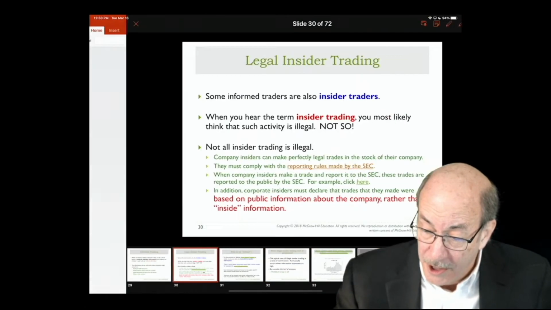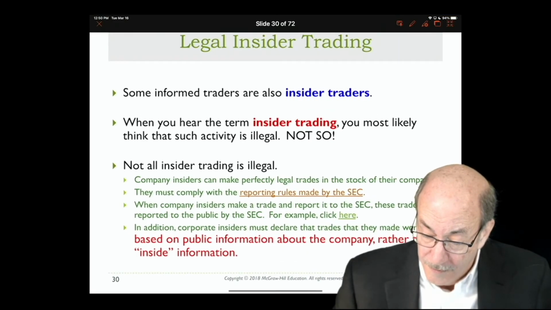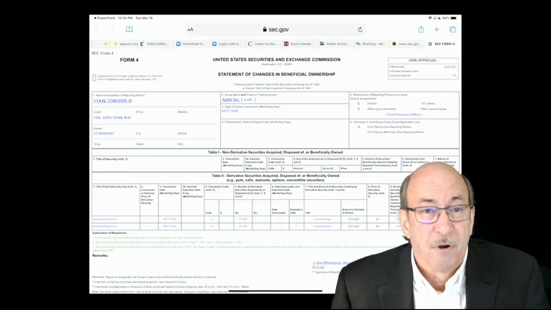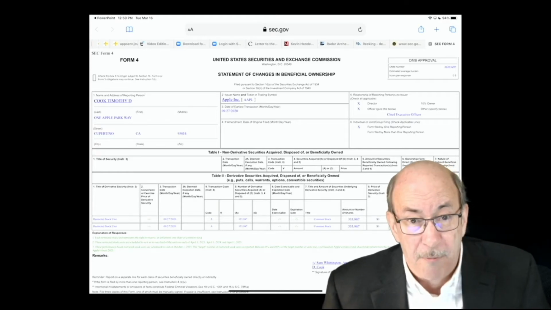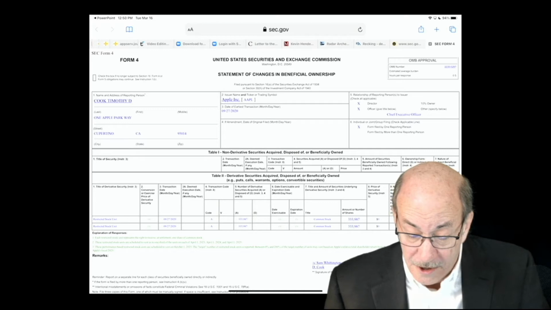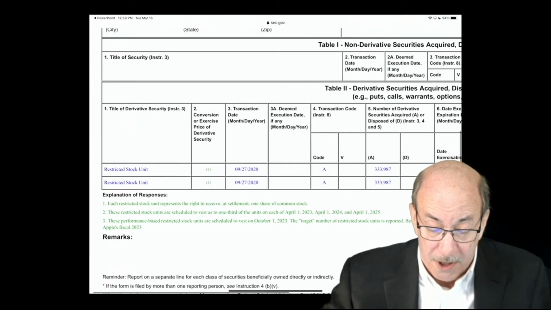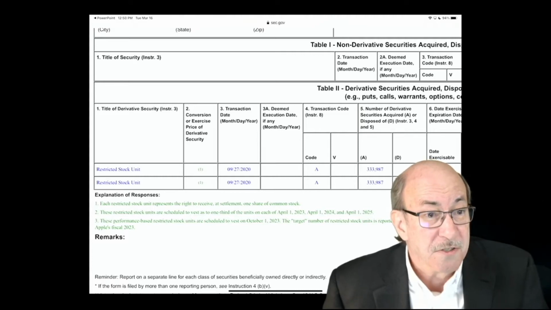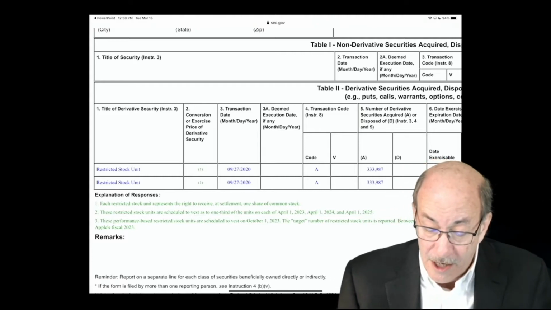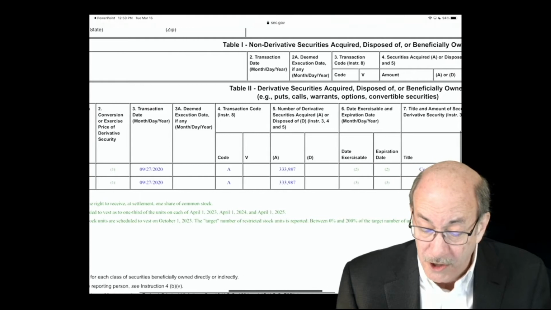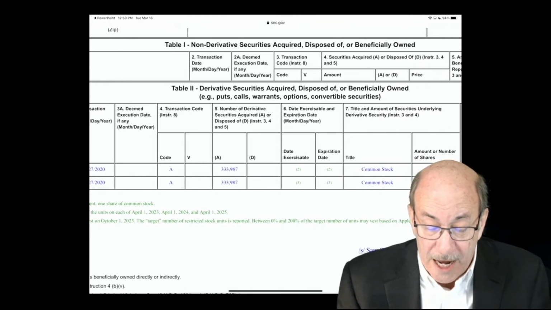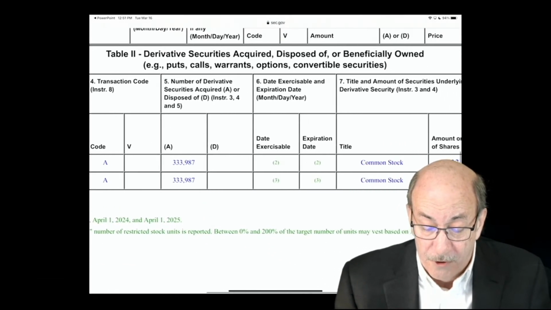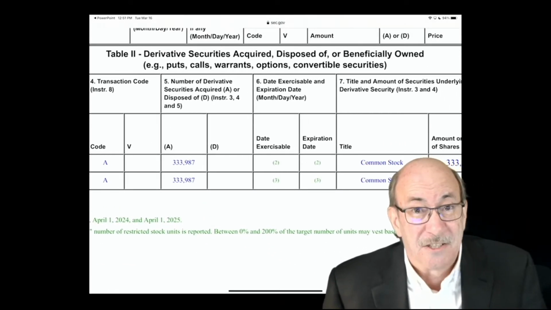Another example here. Let me show you one of these forms. So here is a form filed by Tim Cook of Apple, of course. And this is showing that Tim was granted some restricted stock units or shares. And on September 27th, 2020, this was an acquisition, so that's why we see the A code in there, of 333,987 shares.